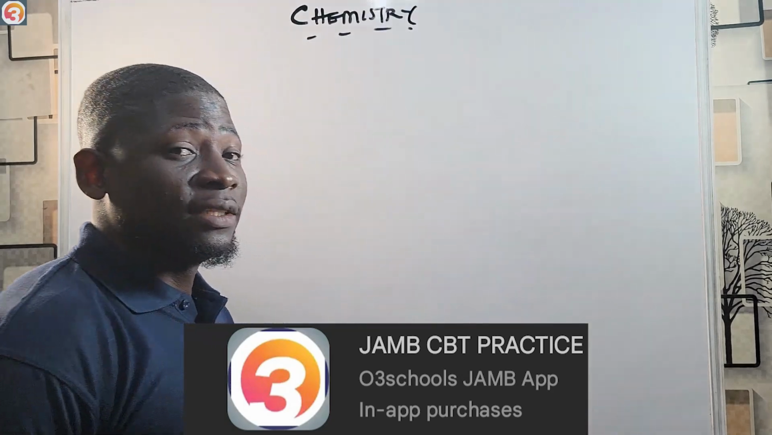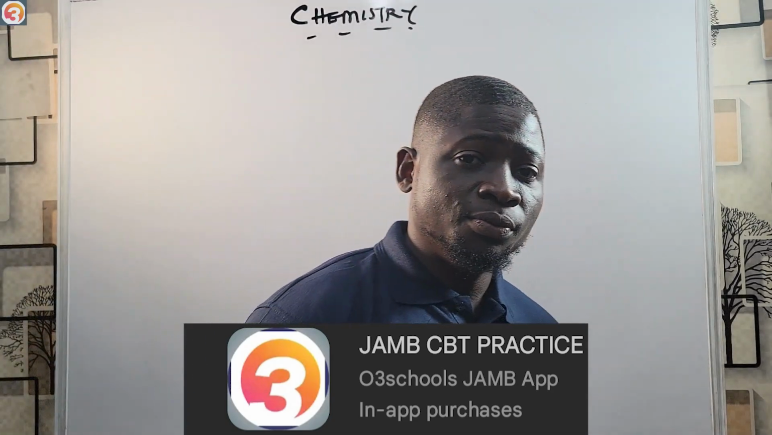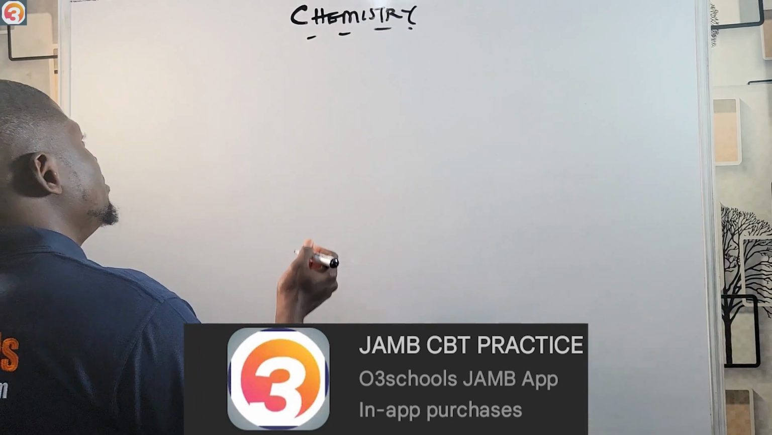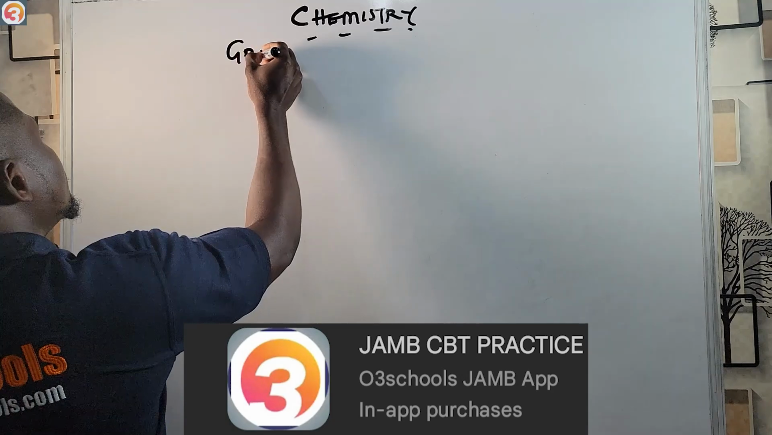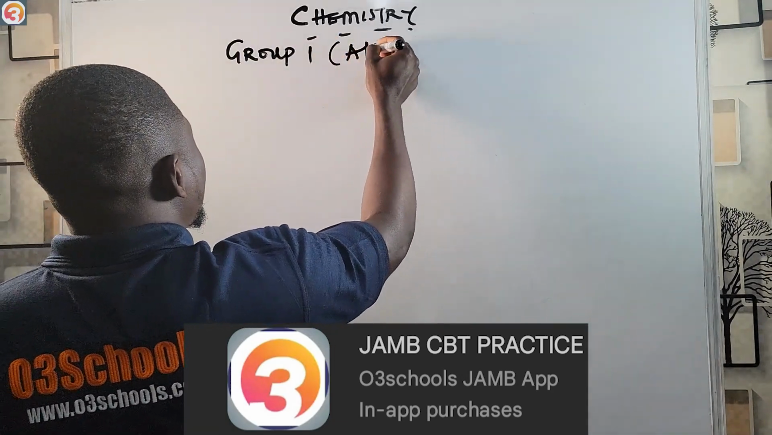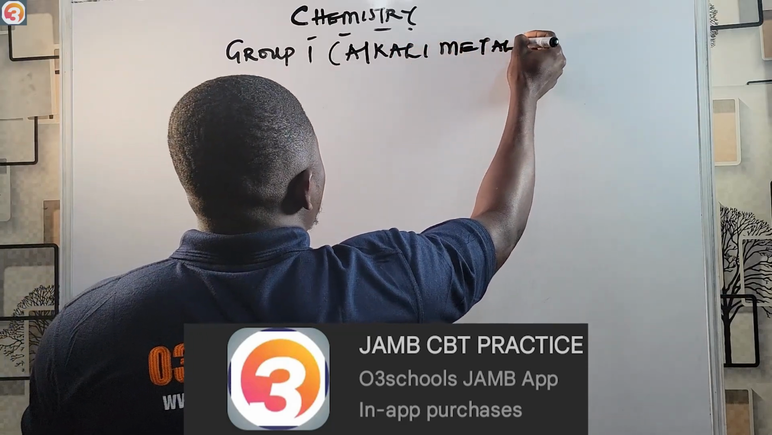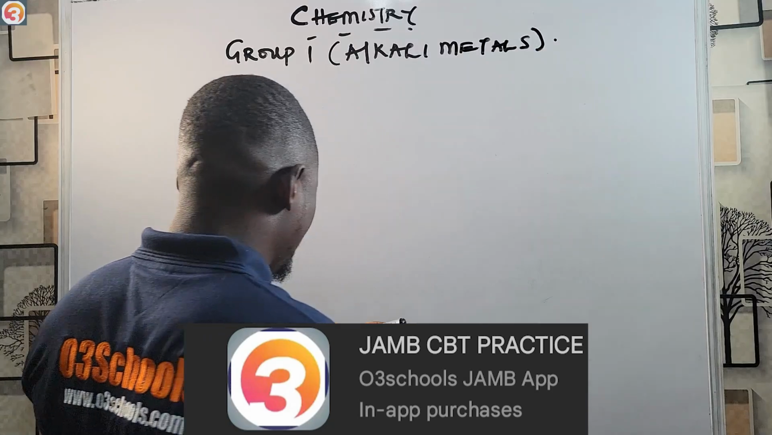And of course, today we are going to continue our discussion on the periodic table. We started in the last episode talking about families of elements, and today we are going to see the first family, which is the group one elements. That is the ones that are called the alkali metals. And I want to tell you why they are called the alkali metals today.